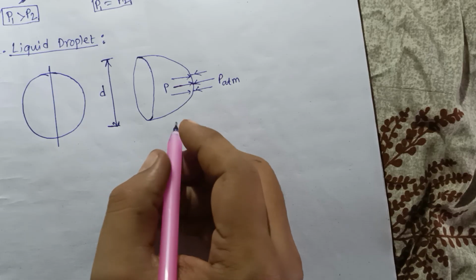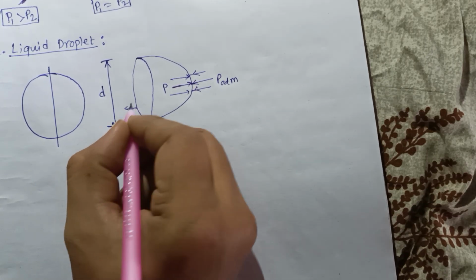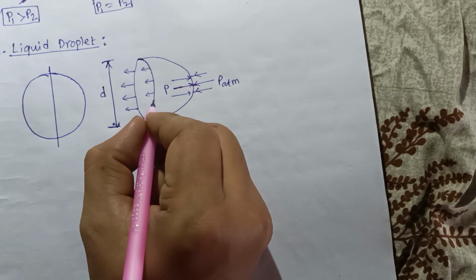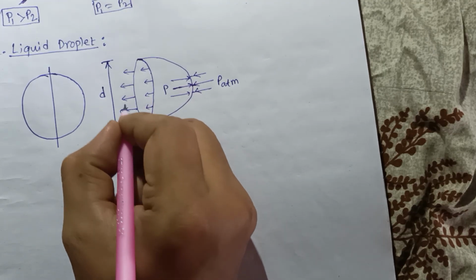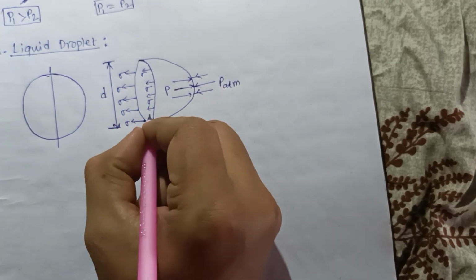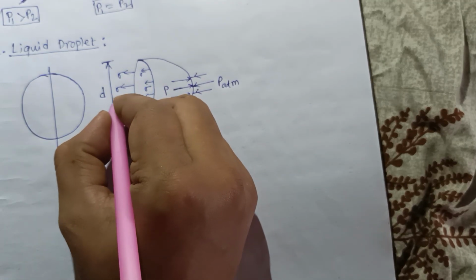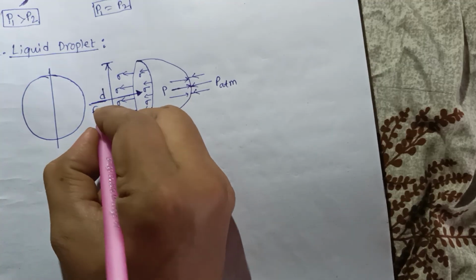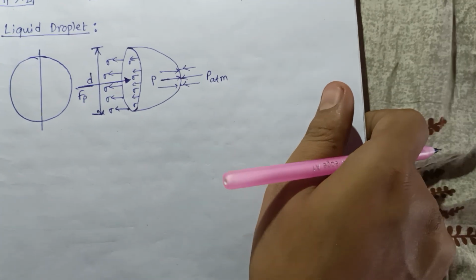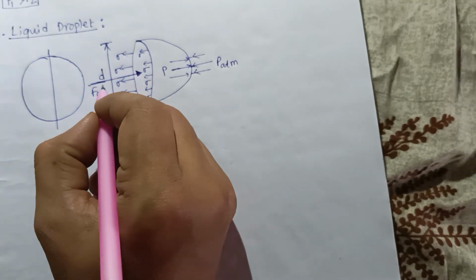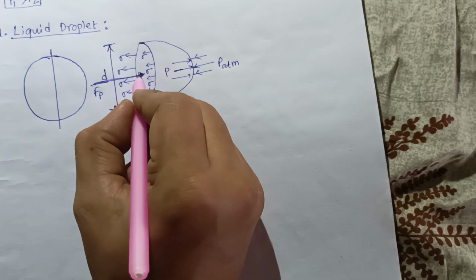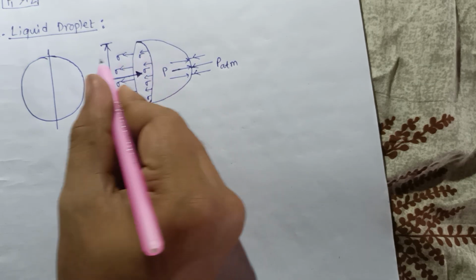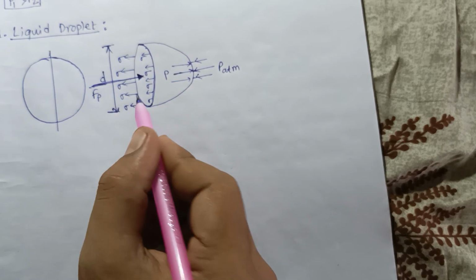Okay, and the surface tension is acting in this way, so here there is surface tension, sigma, and there is a pressure force acting in this way. The pressure force is denoted as Fp. Fp is acting in this way, and there is a surface tension force acting here along this layer.